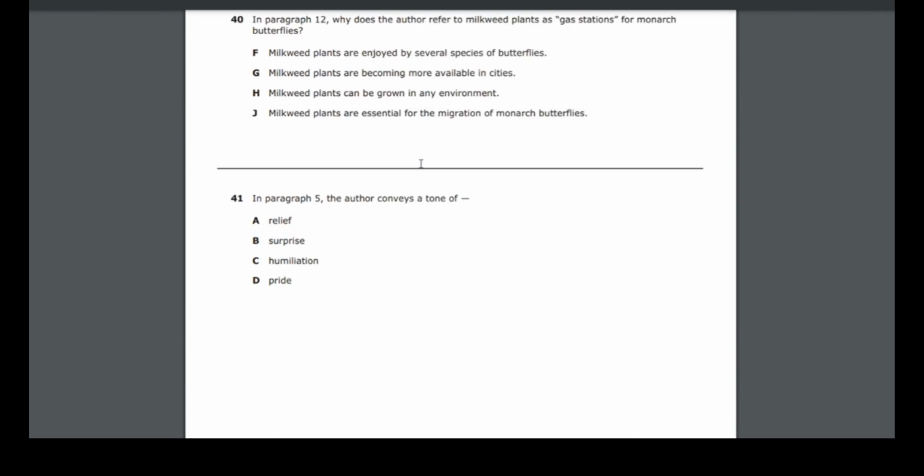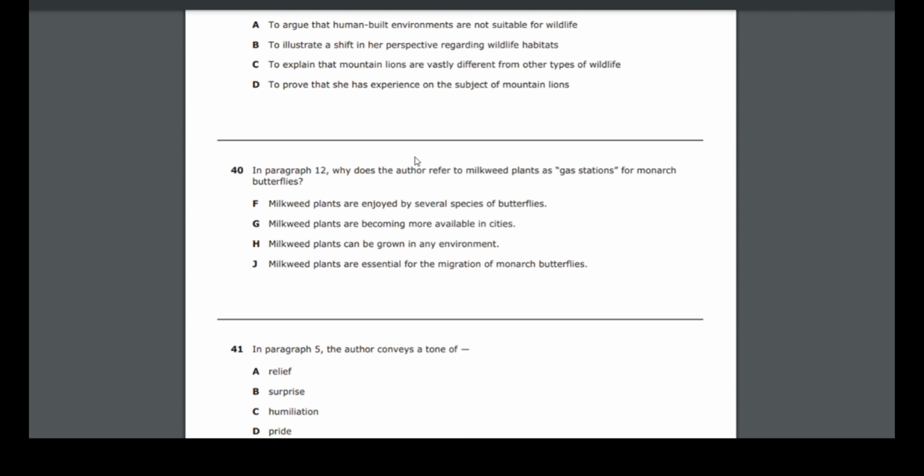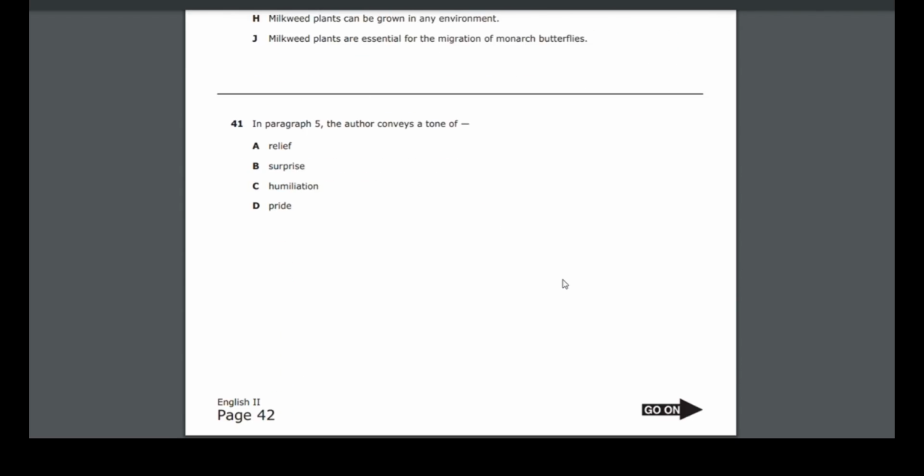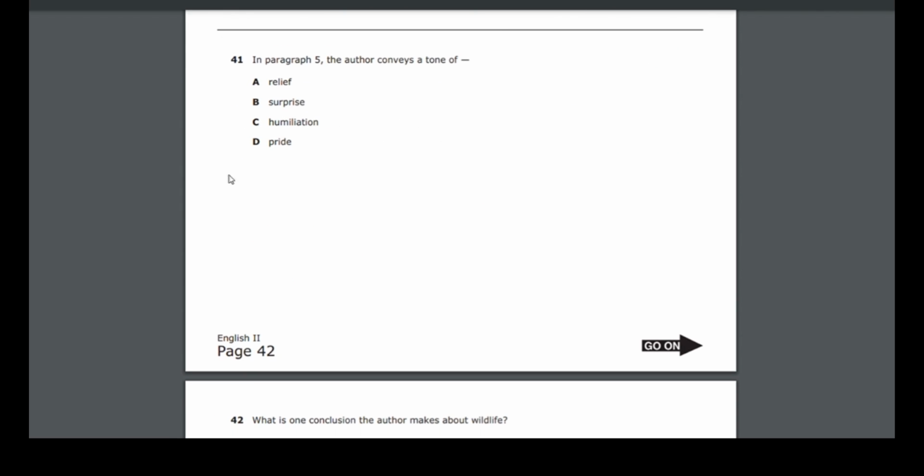Where did that go? Oh, here we go. And here it is, right down there. So once again, here's that tone. How does this story sound? Like if this was to speak out loud to me, what tone of voice would it take?